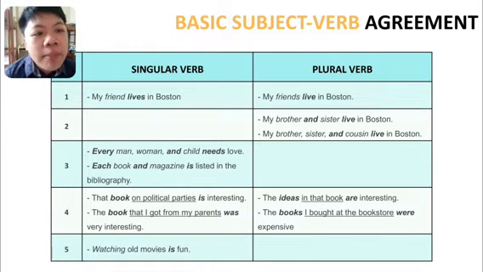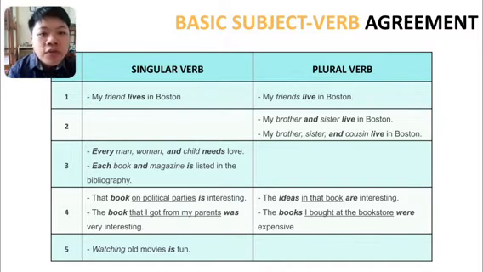Okay, for number 2, my brother and sister live in Boston. My brother, sister, and cousin live in Boston. Okay, so for number 2, two or more subjects connected by "and" require a plural verb. What is a plural verb? The verb without added s or es.